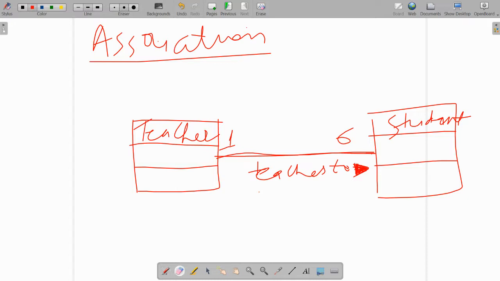And if you do not want to show a specific number, you can just mention one dot asterisk. So there are different notations which are used in UML. So this is called an association between the teacher class and the student class.